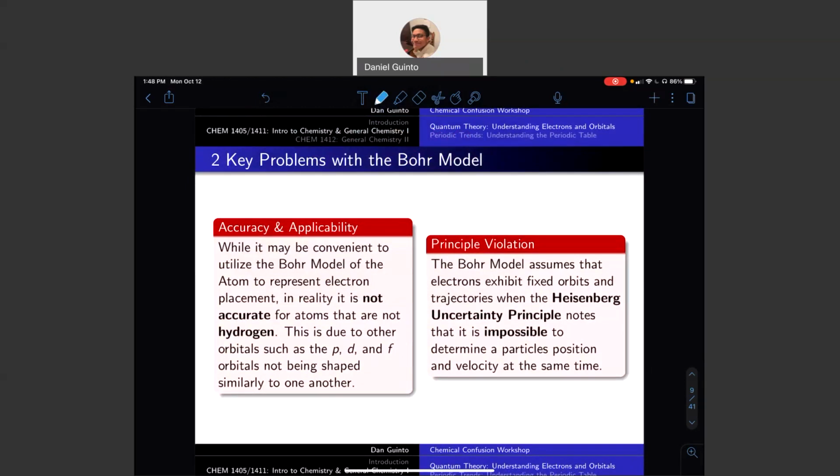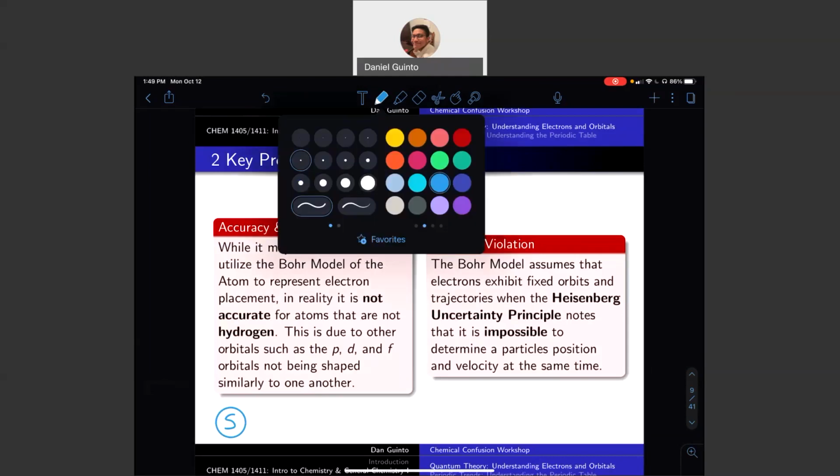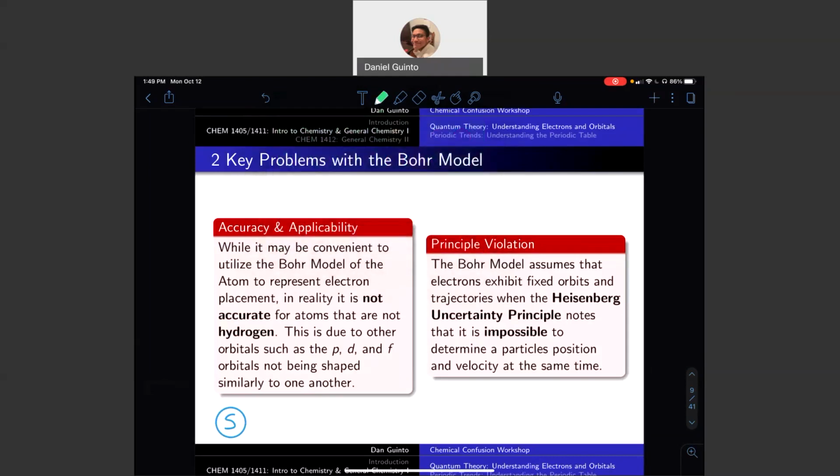But the idea is simply this. Hydrogen only occupies the s orbital, and the s orbital is pretty much circular or spherical shaped. Whenever you have an electron in a spherical orbital, it's pretty much going to follow that exact path, which is kind of nice. But the problem is that's not actually how it works.